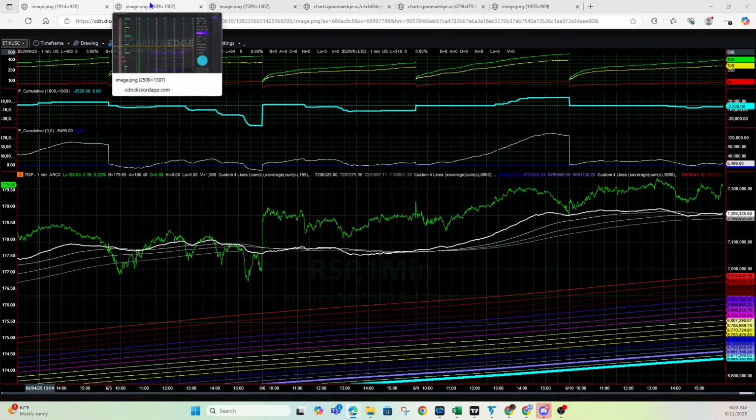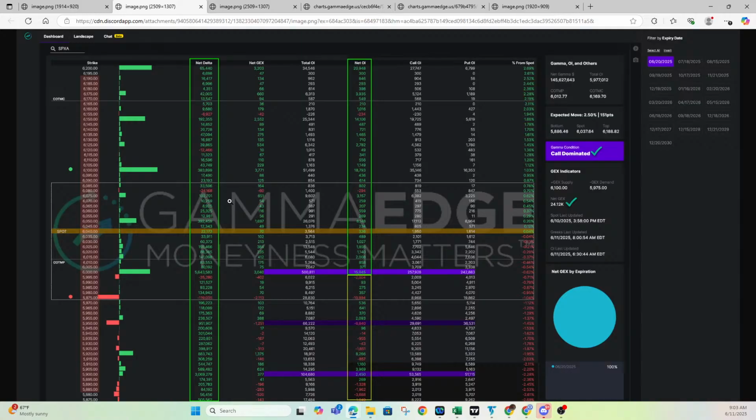Moving on to the SPXA. This is the longer term expiries that do not turn over as rapidly. Obviously, this is institutional money and larger market participants. So the quick takeaway is we are call dominated here within the SPXA. We separate the SPXA and SPXP to get a better look at what is occurring.